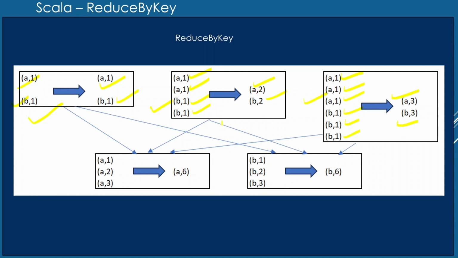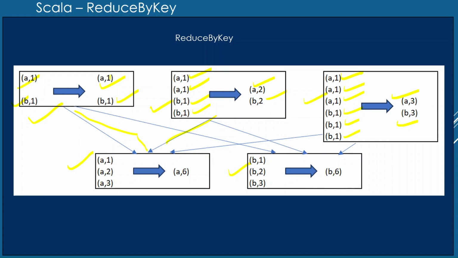Now at the last stage, it is creating two partitions: one partition for A and one partition for B. So it shuffles the data from this partition here. All the data associated with key A comes in here. From here it is also coming, and from here it is also coming.